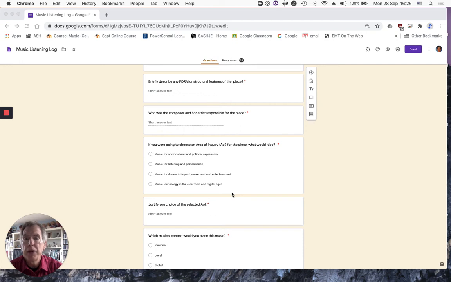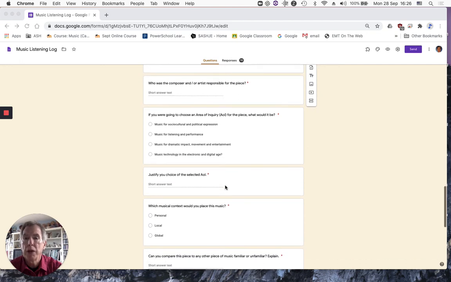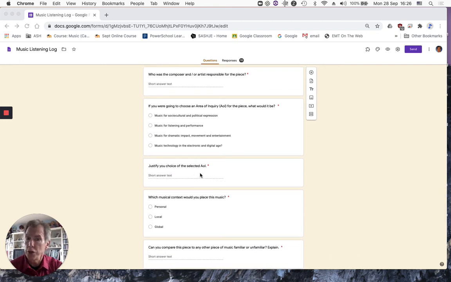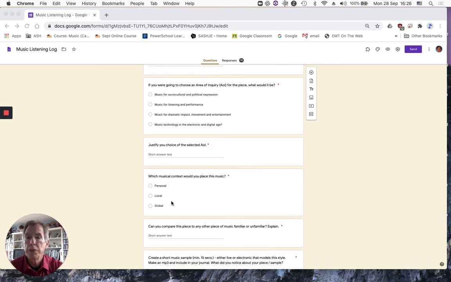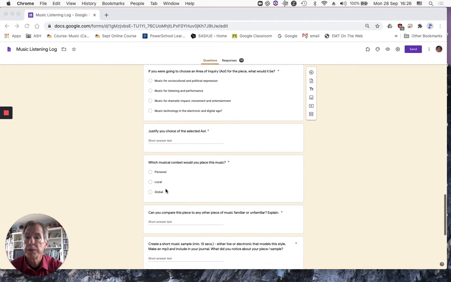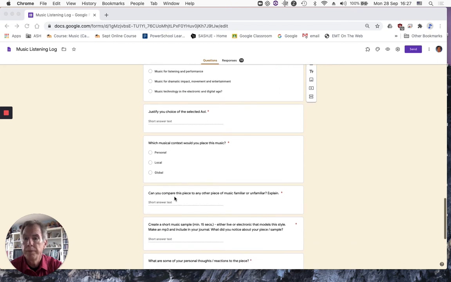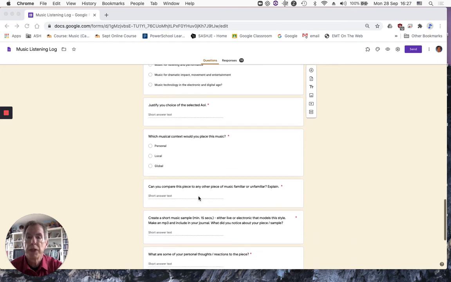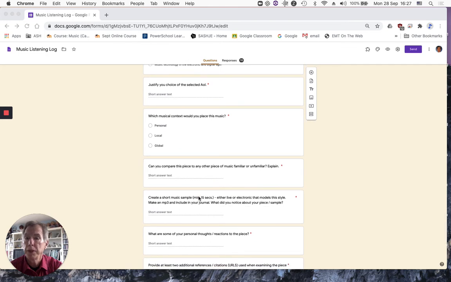And then here you can see that I have the four areas of inquiry. Justify your choice for this AOI. In which musical context would you place this music: personal, local, or global, or more than one? Can you compare this piece of music to any other music, familiar or unfamiliar? Again, explain the music, please.